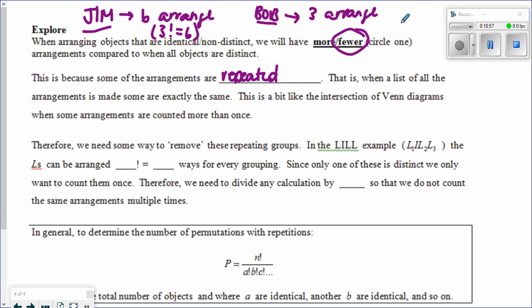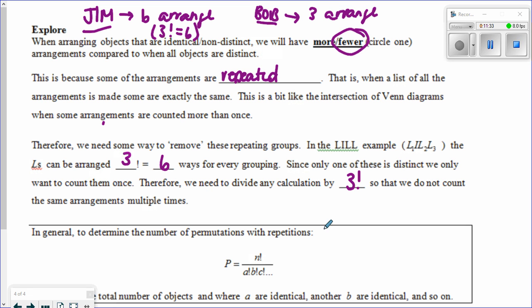So in the L-I-L-L example, that LIL example, we had 1, 2, 3 L's. The L's can be arranged 3 factorial ways. So that's in total, 3 factorial is equal to 6 because 3 factorial is 3 times 2 times 1. So 3 factorial is 6 for every grouping. Since only one of these is distinct, we only want to count them once. Therefore, we need to divide any calculation by 3 factorial so that we do not count the same arrangements multiple times.